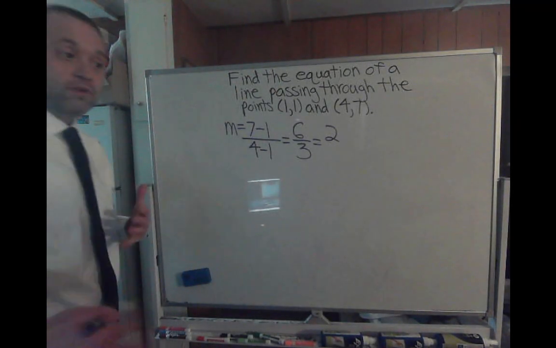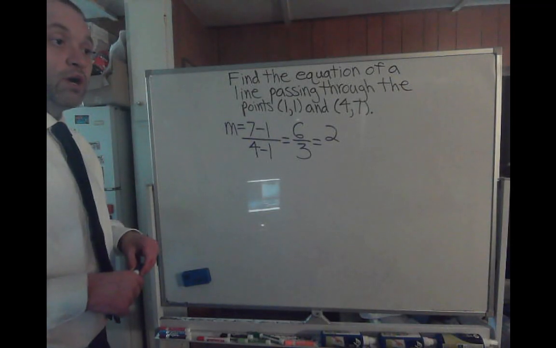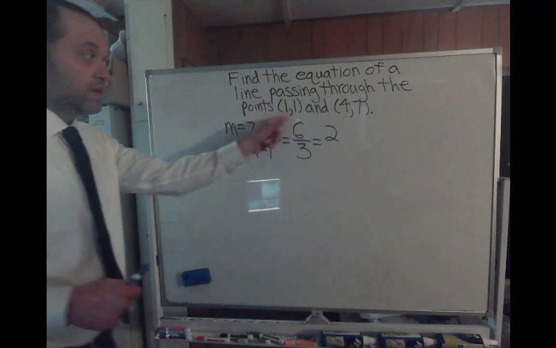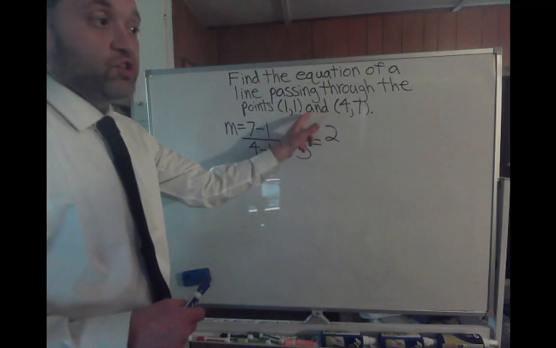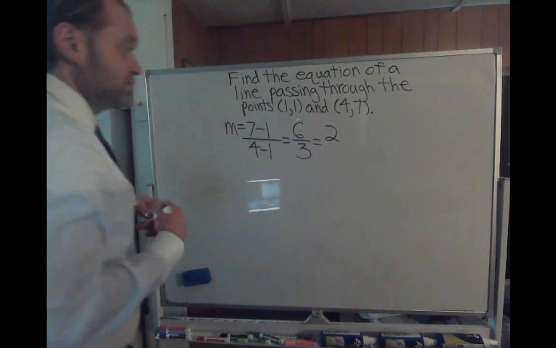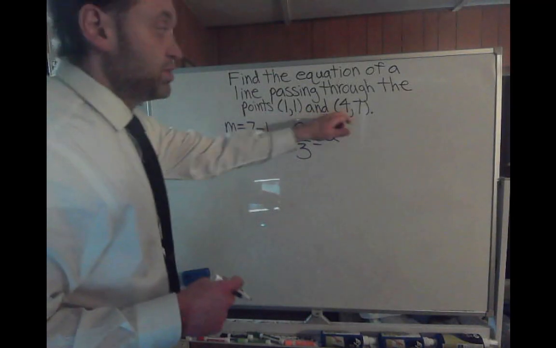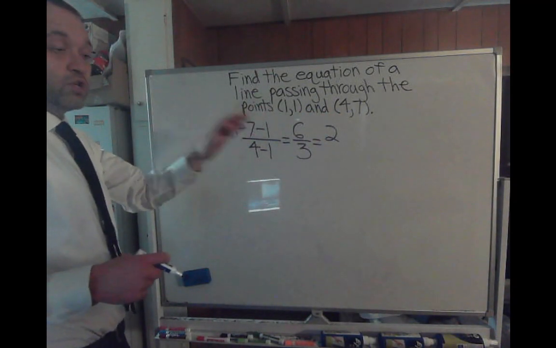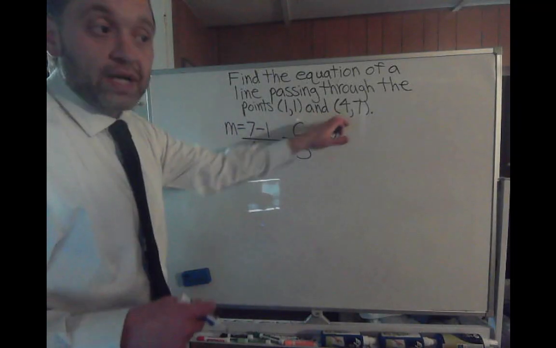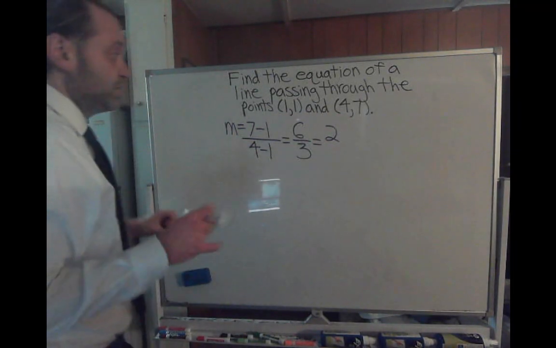Now how are we going to find the equation? Well, what you have to do is just pick one of these points and use those as your x1 and y1 values. I'll demonstrate with both of them. Whichever point you go with, once you know the slope, it doesn't matter. You'll get the same result in the end. I'll prove it to you.